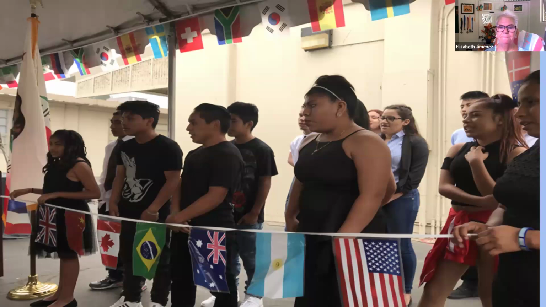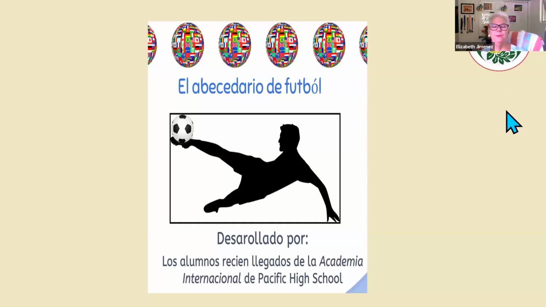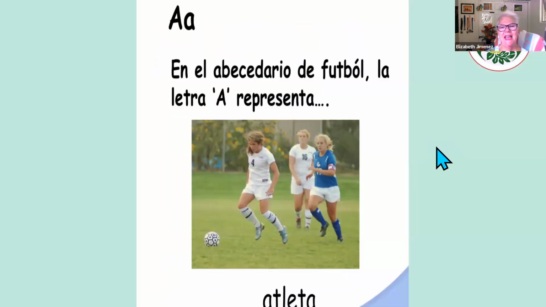Go ahead to the next slide. This is the book that they wrote. One of the groups of boys, I should say, got together and they wrote this story called El Abecedario de Fútbol, the alphabet of football or soccer. And you can see they used clip art, and it was a wonderful, wonderful piece. If you look, just go ahead to the next 2 slides very slowly so we can see the examples. So here is A, the letter A in football. The letter A represents athlete. Go ahead.